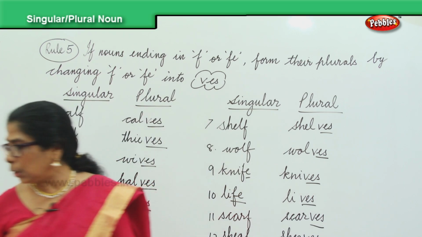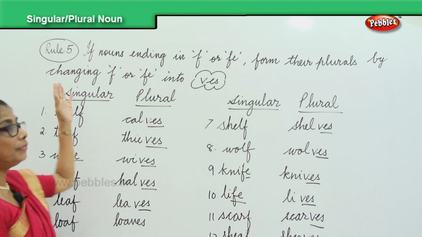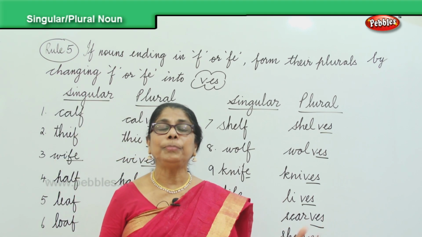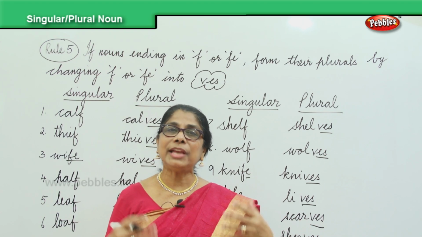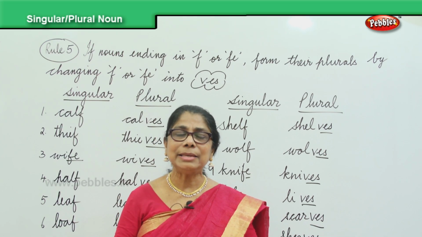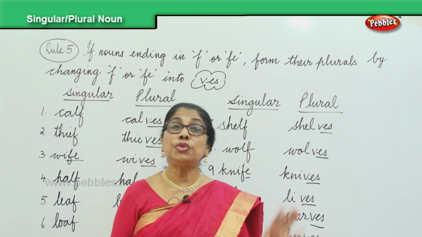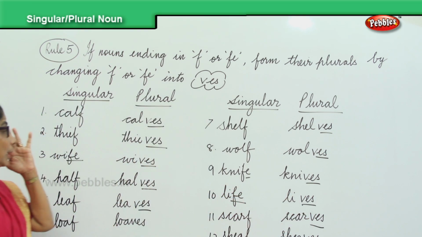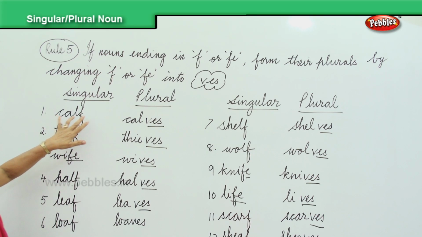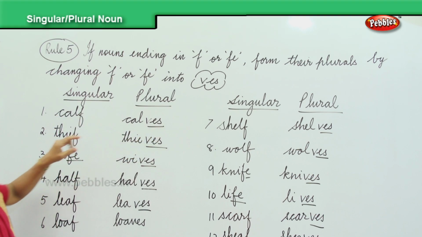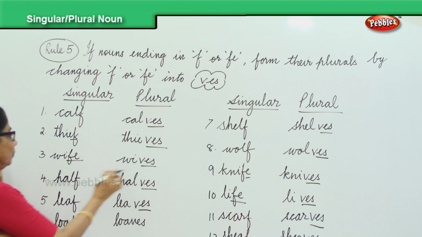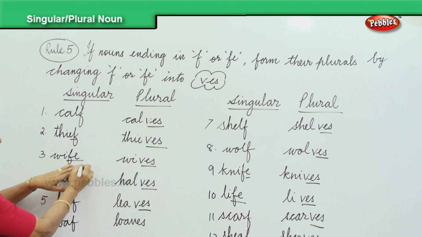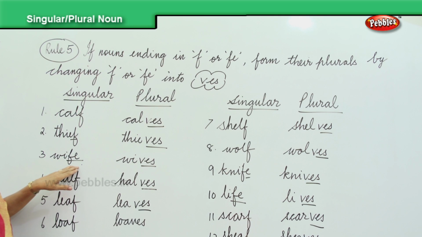Now, in all these, rule number 5. In rule number 5, to form the plural form, if there is a noun ending in F or FE, we change the F and FE and simply add VES to form the plural form. And that's what we are looking at. Calf ends in F, we add VES, calves. Thief ends in F, thieves. Wife ending in FE, we take away that and add VES, wives.